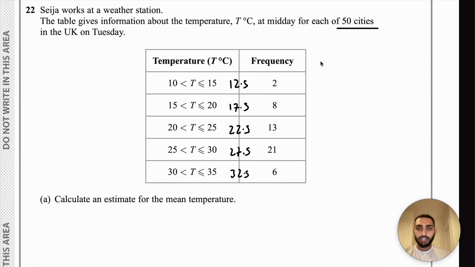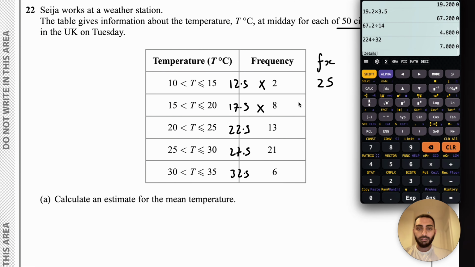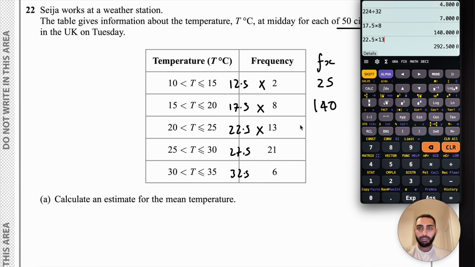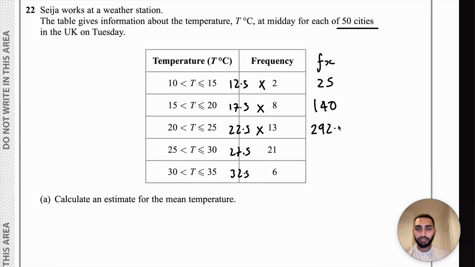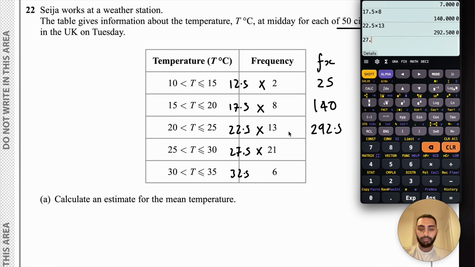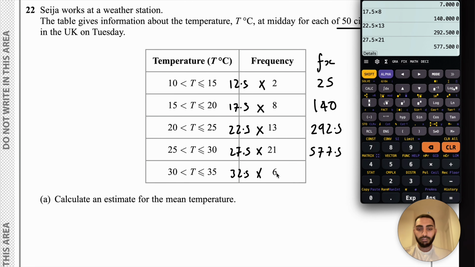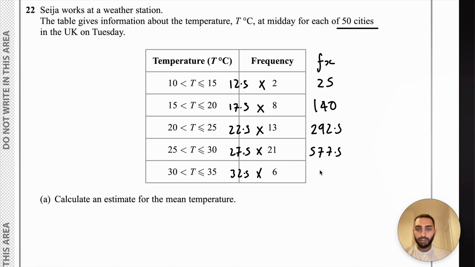I've got my frequency. I need to create an extra column called my fx column, which is just this value multiplied by this value, my frequency multiplied by my x value. So 12.5 times by 2 is 25. 17.5 times by 8, 140. 22.5 times by 13, 292.5. 27.5 times by 21, 577.5. And 32.5 times by 6, 195. So make sure you type in these in carefully. You don't want to make any small mistakes. You could just do it one more time just to check that you've got them all correct.